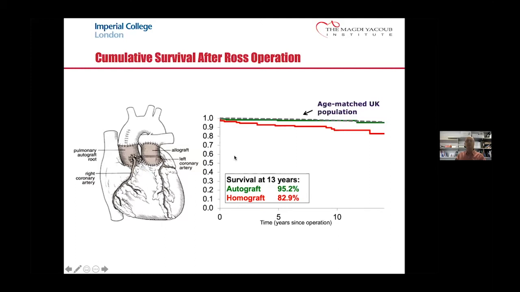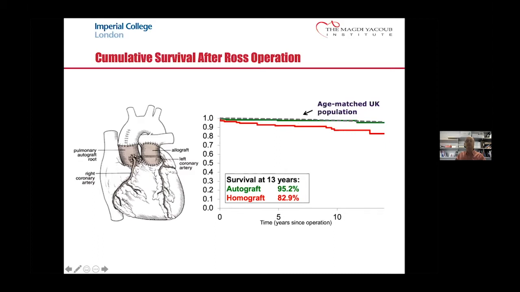And in Professor Yacoub's series that he published relatively recently in the Lancet, he showed that the autograft shown in green was superior to other human valves implanted, so-called homografts, which don't contain living cells. But perhaps the most impressive thing about this data is that the dotted line underneath the green line is the incidence of death in an age-matched population, showing that the pulmonary autograft is like having a normal valve.